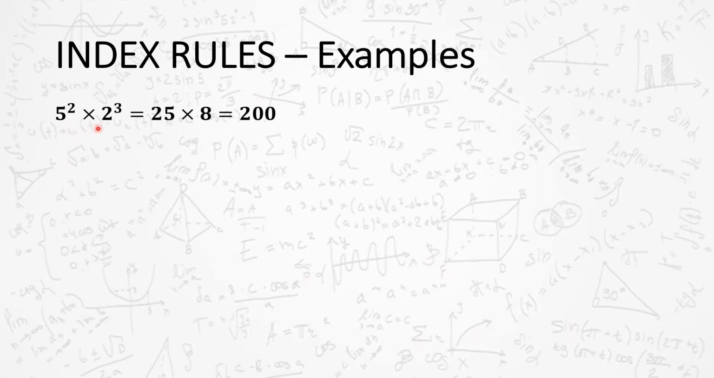If you have a different base, you have to do them separately. 5 to the power 2 equals 25. 2 to the power 3 equals 8. So 25 times 8 equals 200.